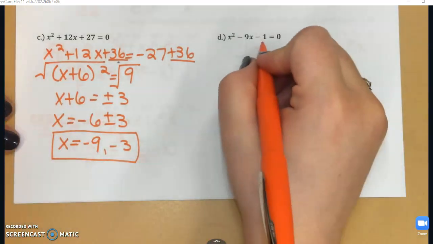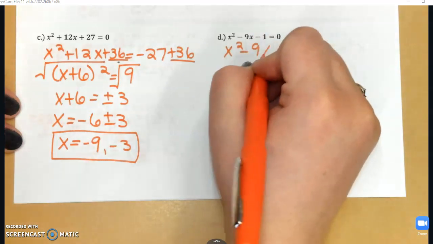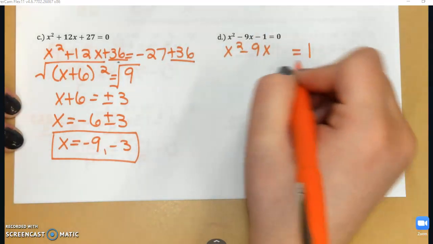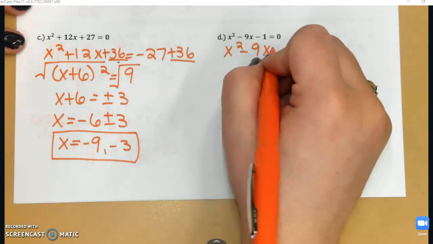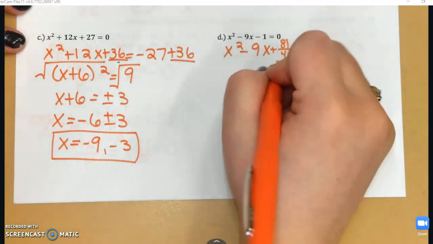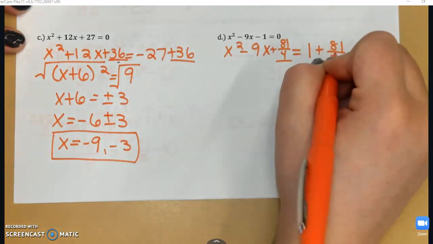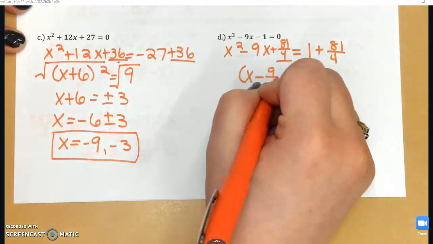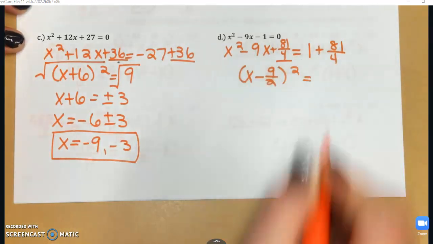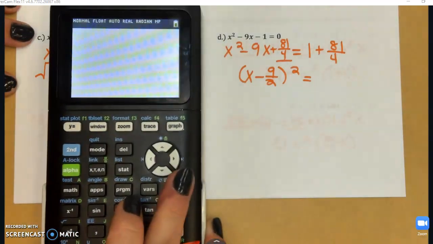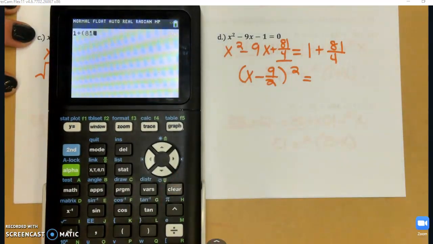All right, last one for this page, moving my constant to the other side. Completing the square, half of 9 is 9 over 2. If I square that, it's going to be 81 over 4. So I'm going to add that to both sides. X minus 9 over 2 squared is equal to, I'm going to use my calculator to get a fraction answer.